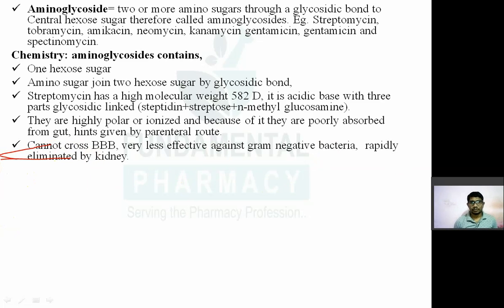But in case of inflammation of the brain or meningitis, your blood brain barrier becomes weak and antibiotic may get entry. Basically they cannot cross the blood brain barrier. They are highly effective against gram negative bacteria. They are rapidly eliminated by kidney. So these are the structural features.